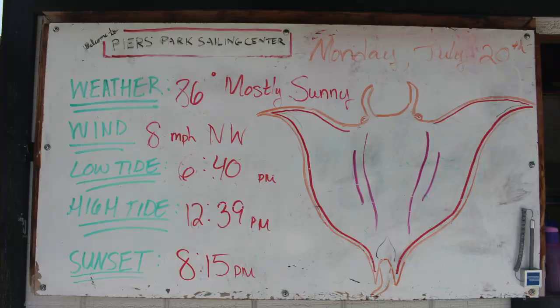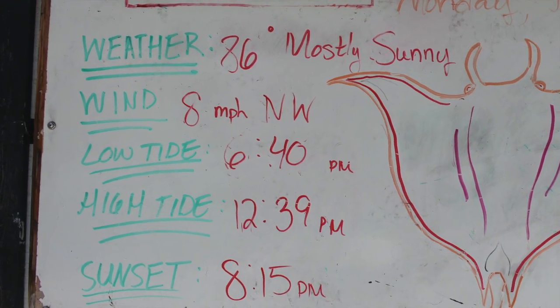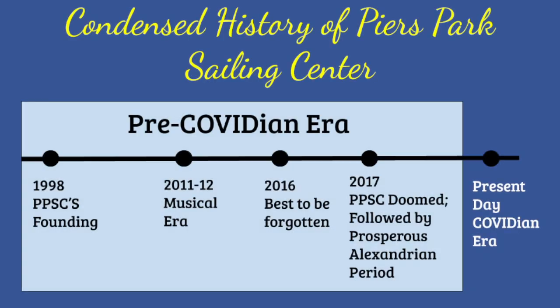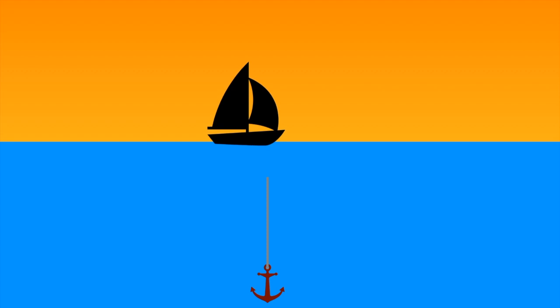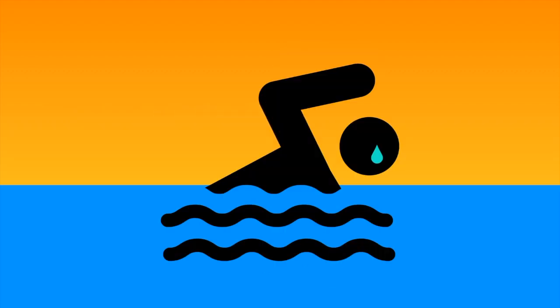And this brings me to why we care about the tides and write them on the weatherboard at Piers Park. When we went on island trips in the pre-COVIDian era, we had to anchor our boats. Imagine the disaster that would happen if we dropped our anchors during low tide, and then high tide came and ripped the boats from the anchors and they drifted away from the island. Now that's a long swim home.